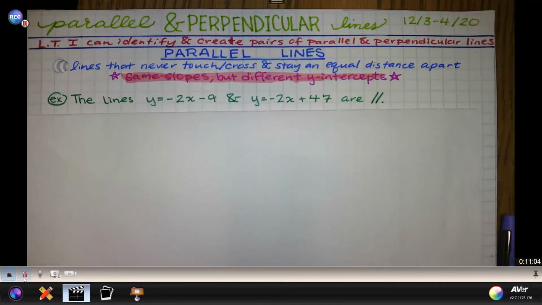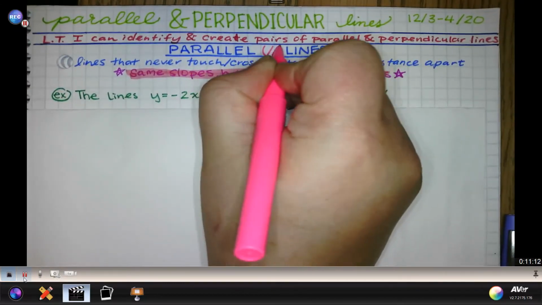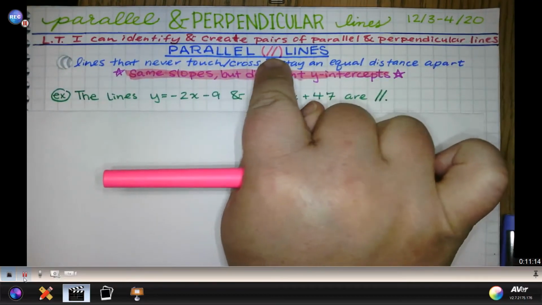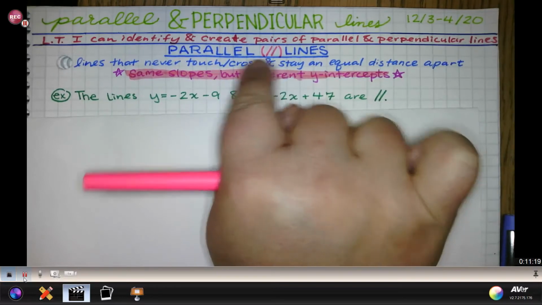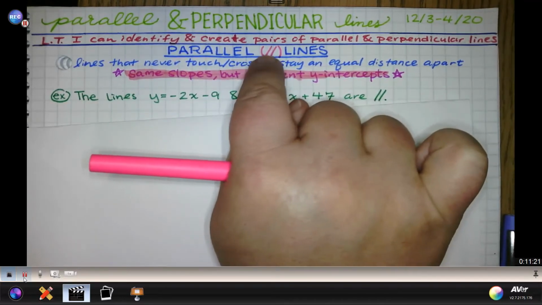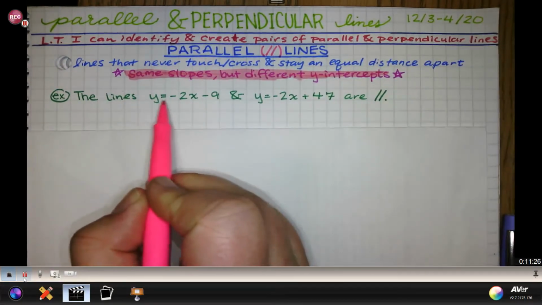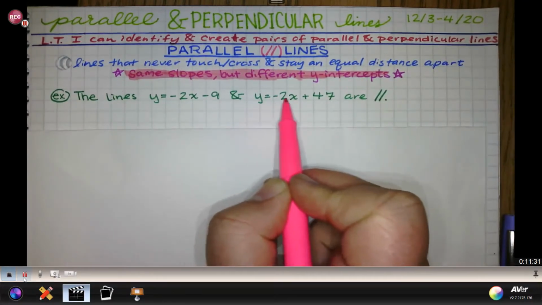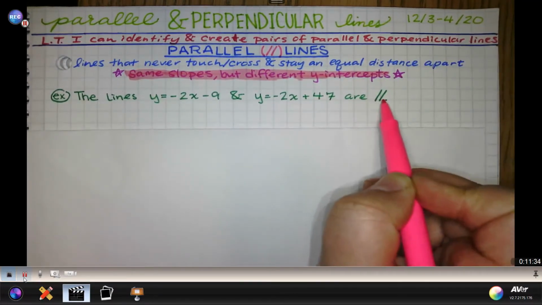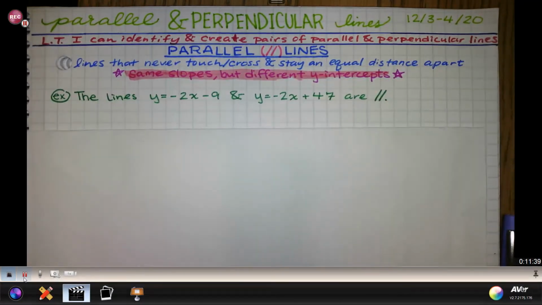So here's an example. One thing I did forget to do: I left a space here on purpose, and that was to put a slanty 11. This little slanty 11 means parallel because it looks like little tiny parallel lines. So instead of writing the word parallel, I'm going to use this symbol. It's just a way to keep things shorter. So here it says the lines y equals negative 2x minus 9 and y equals negative 2x plus 47 are parallel. That little slash thing means parallel. That's what you should say when you see it.